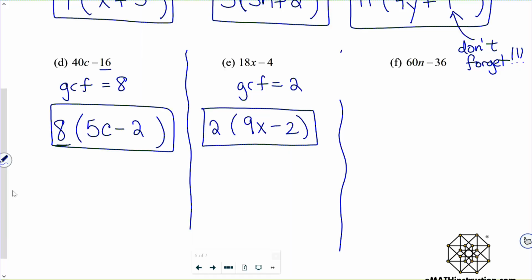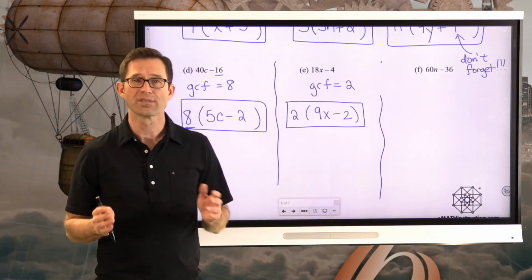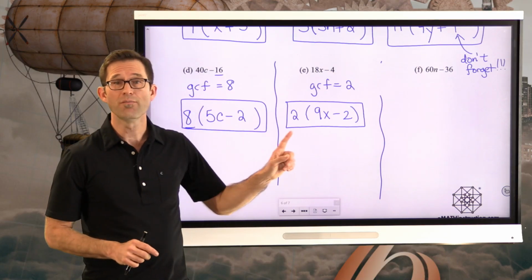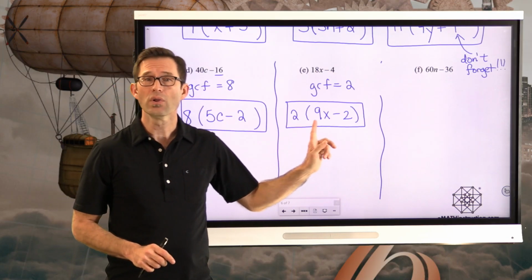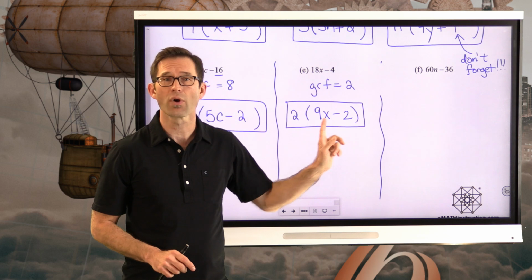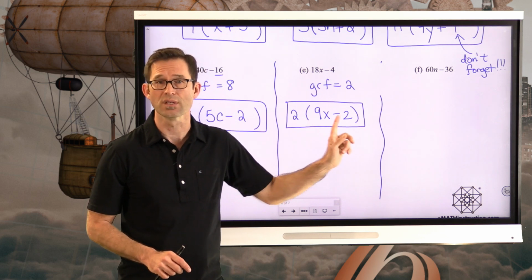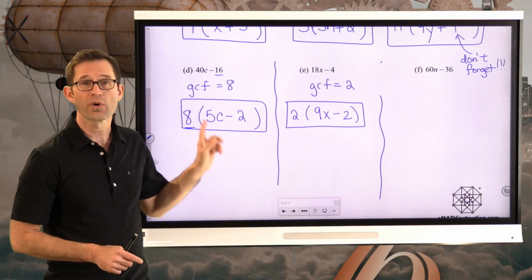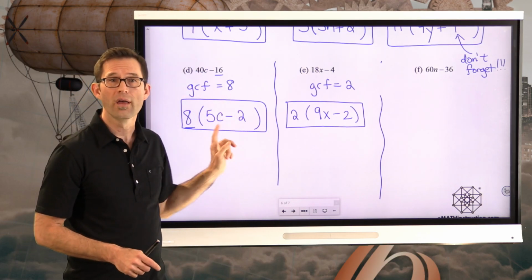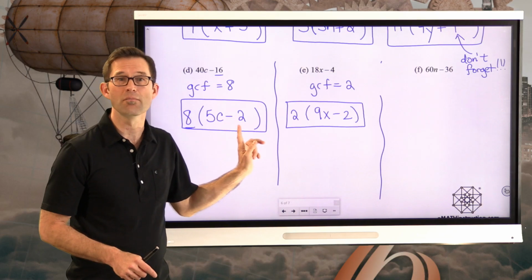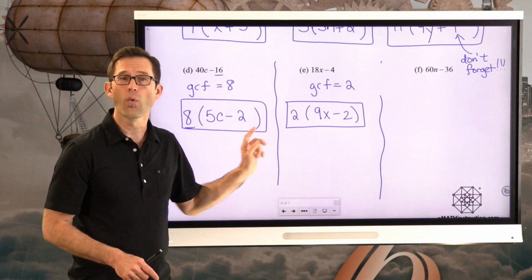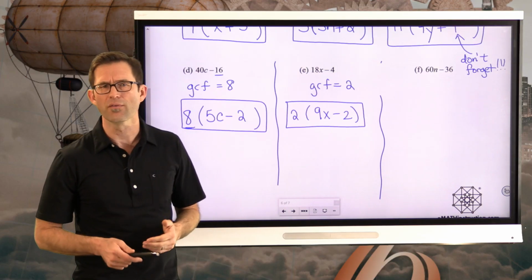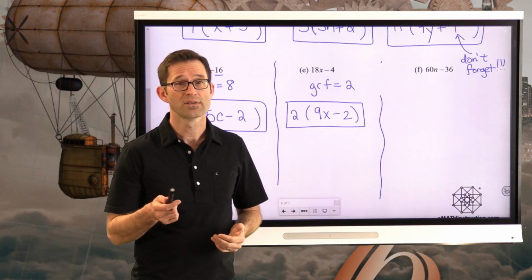Side note, one way to know that you've got the greatest common factor, and not just, let's say, a common factor, is once you've pulled the GCF out, if you look inside the parentheses, the two terms in the parentheses should not still have a common factor. So if here I had factored out a 4, that would have been 4 times 10c minus 4. Well, then 10 and 4 would have an additional factor of 2 that could be factored out. So that's how you can tell whether you've got the GCF or just a CF.